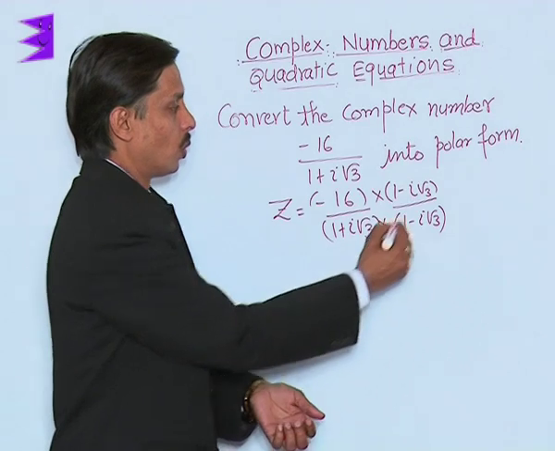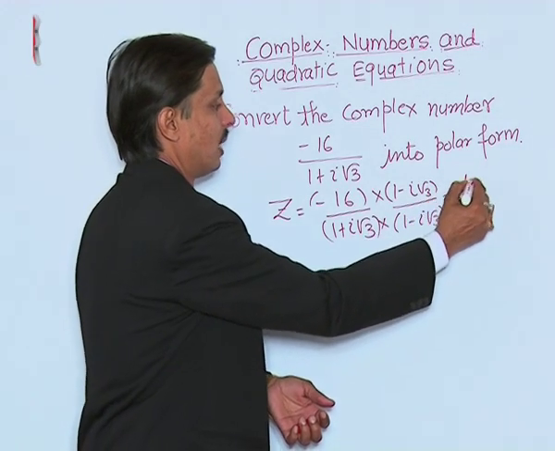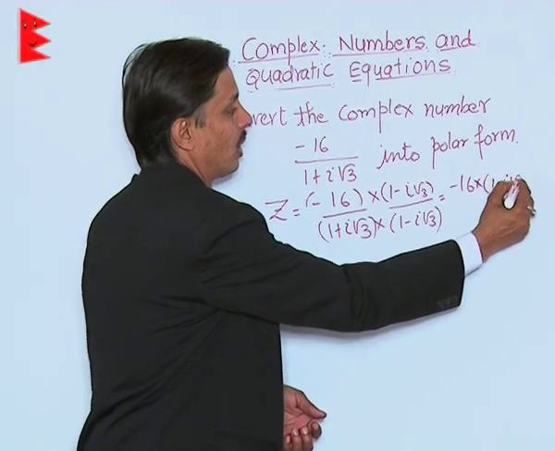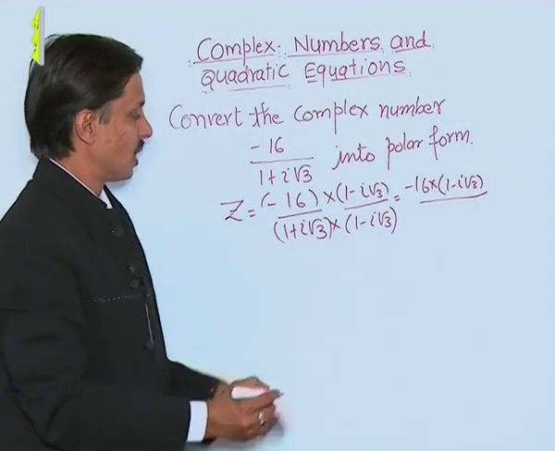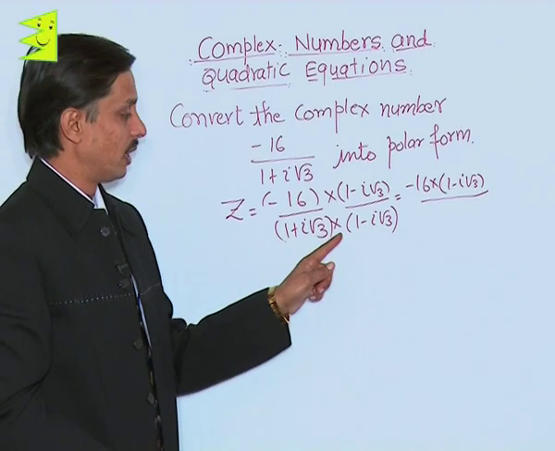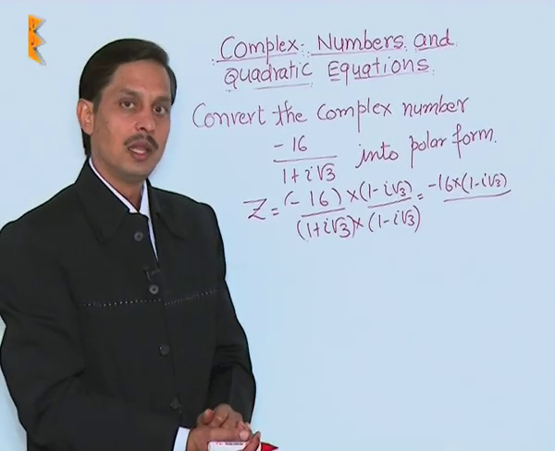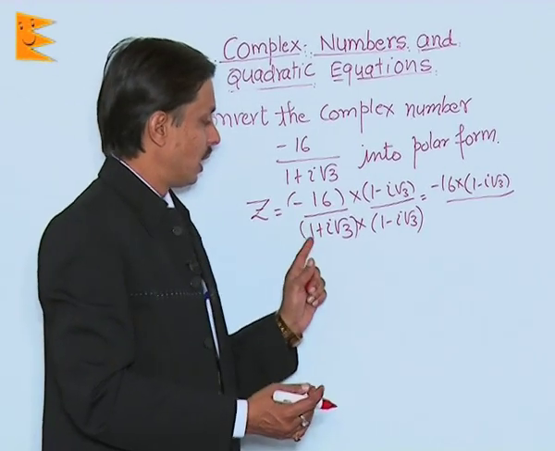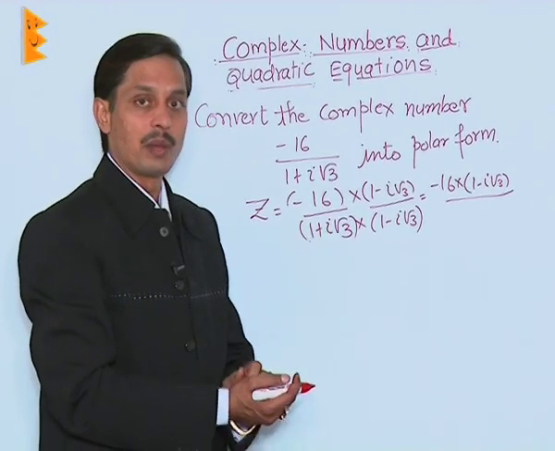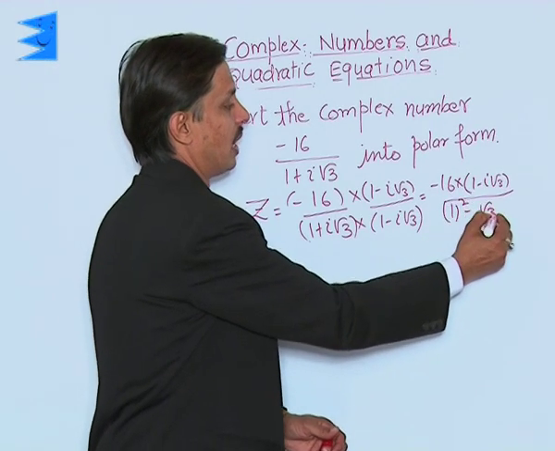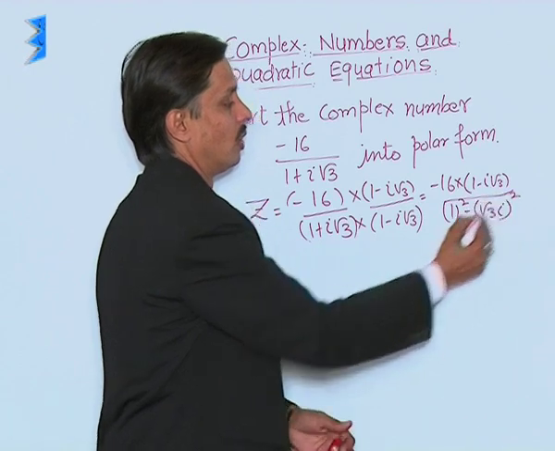If I do so, I will get -16 into (1 minus iota root 3) upon, this is a plus b, it is a minus b. The identity becomes what? It is (a plus b)(a minus b) equals a square minus b square. So this becomes 1 square minus (root 3 iota) whole square.